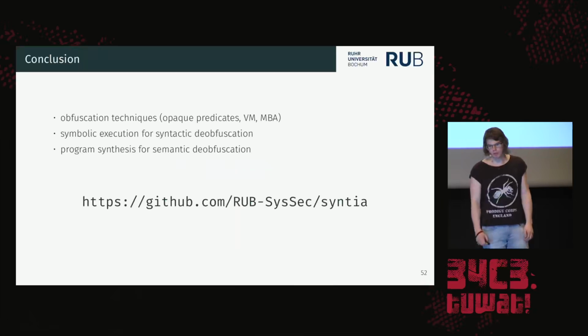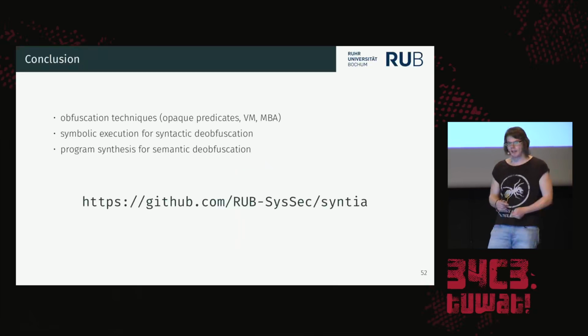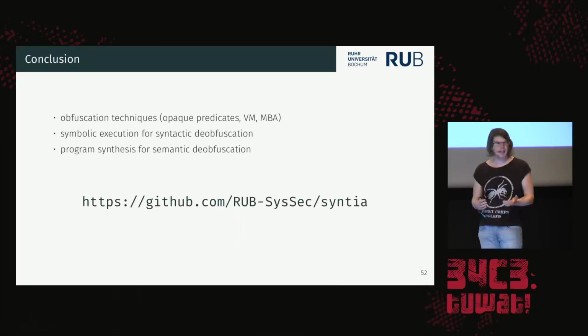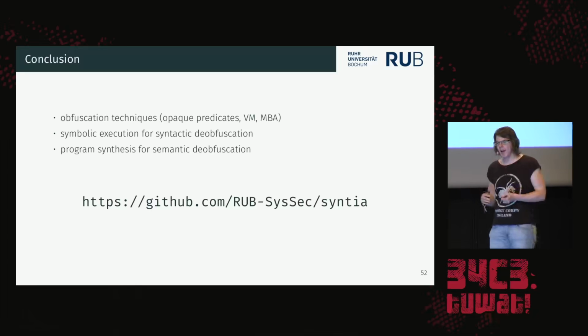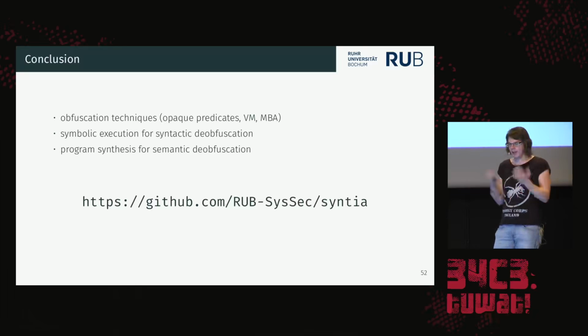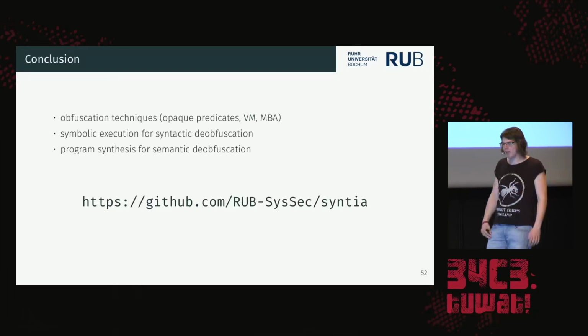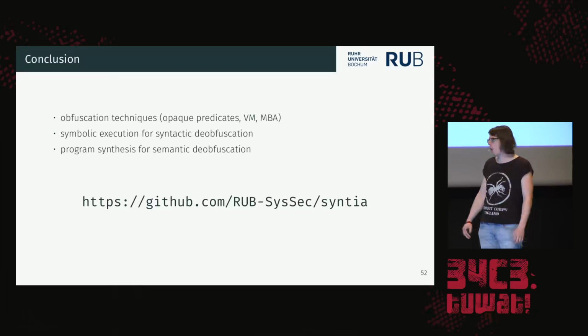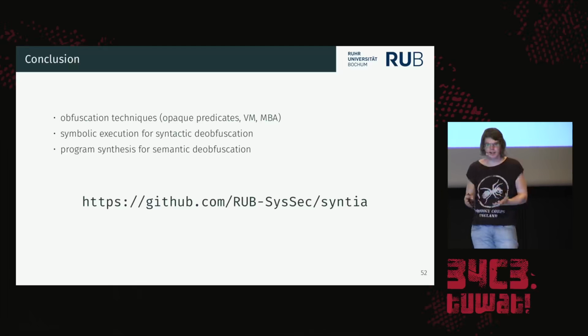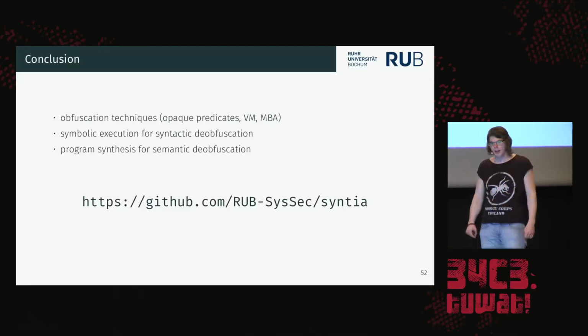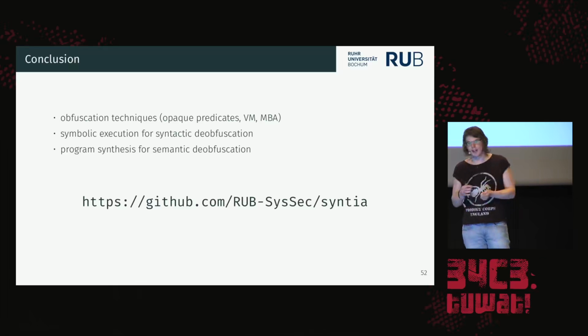So, to conclude, we talked about obfuscation techniques, mainly opaque predicates, VM obfuscation schemes and hardening, and mixed Boolean arithmetic. And of course, they all can be used together. And they are all mainly the same if we work on the obfuscation on the instruction trace level. Then we discussed symbolic execution for syntactic deobfuscation.